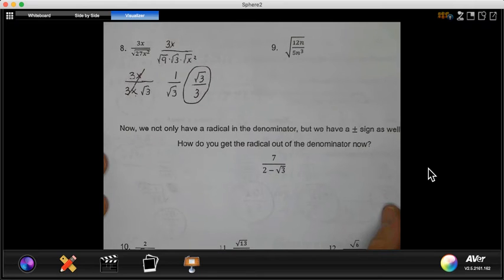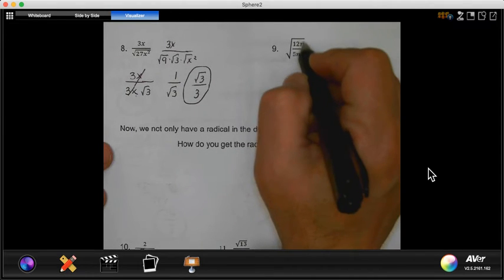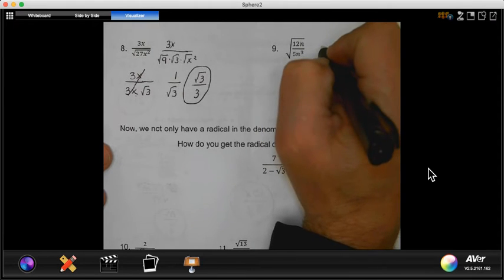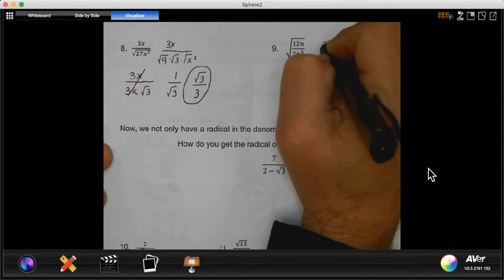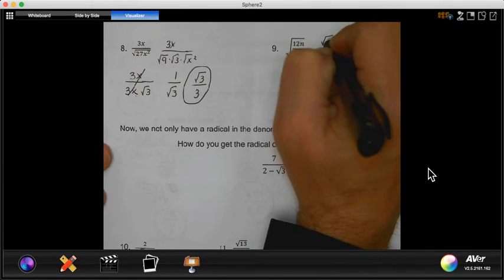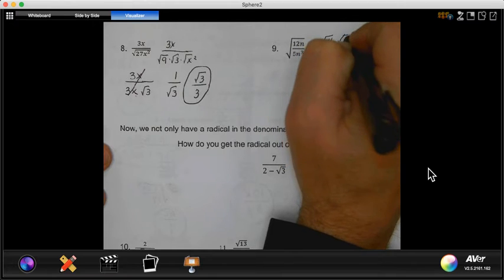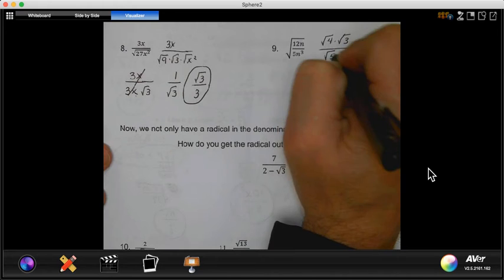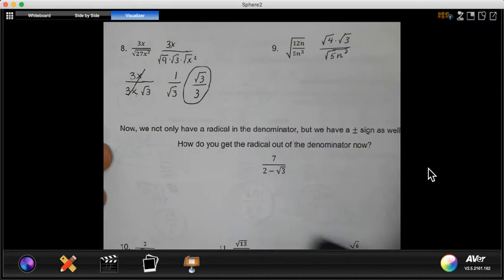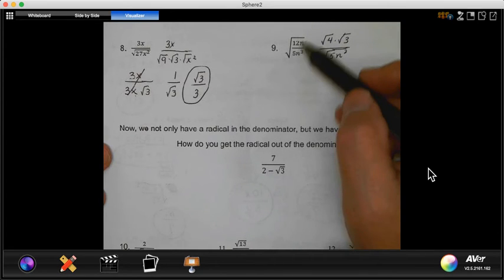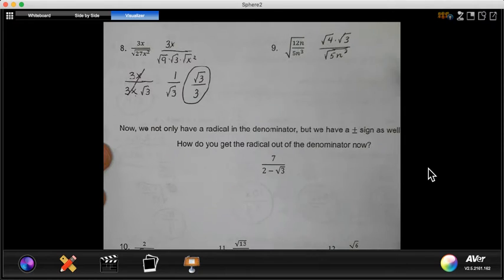All right, last one. It looks like I've got roots everywhere. I can simplify my root first. So in the numerator, I've got root 4 times root 3. And in the denominator, I've got root 5n squared. So what did I do? I broke the 12 as 4 times 3, and I canceled an n out of each numerator and denominator. I can do that as long as I'm under my root.